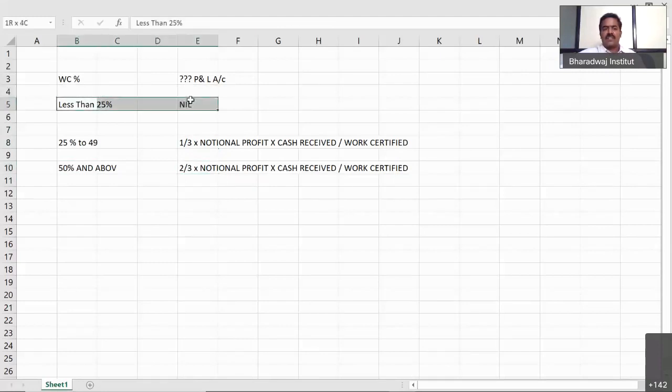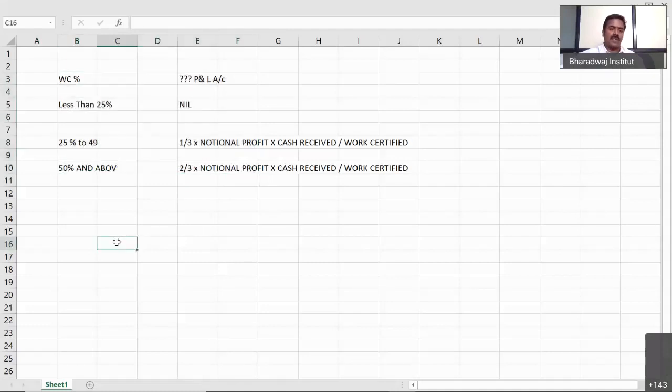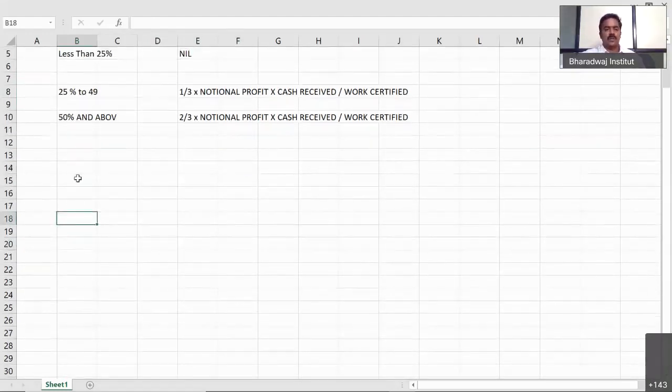Look at a contract which is completed only 24%. You will not transfer anything to the P&L account. But if the contract is 25% complete, you will transfer one third of the profit. This old method of revenue recognition was criticized by the accounting standard authorities, so they developed a model. The traditional method was criticized because you are working only on current cost and not provisioning for future cost. So now I request you to take it up.